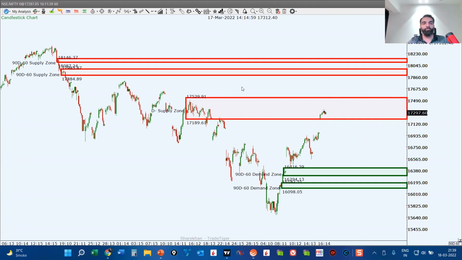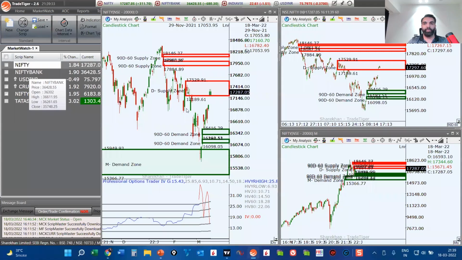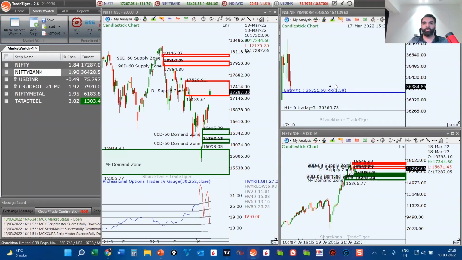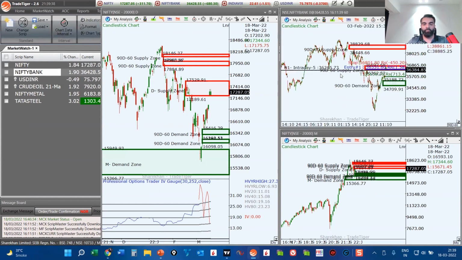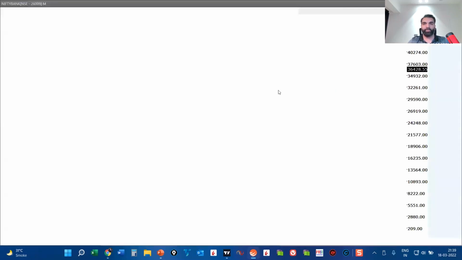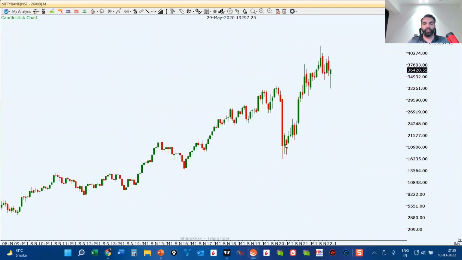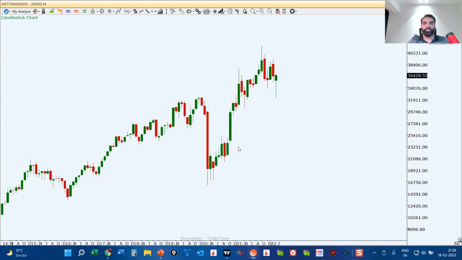Let's now move our analysis to the Bank Nifty chart. And let us see the Bank Nifty chart with the higher time frame perspective. Let's start off with the monthly chart. Let's remove all the tools so our charts look nice and clean. And this is what is happening on the monthly chart of Bank Nifty.